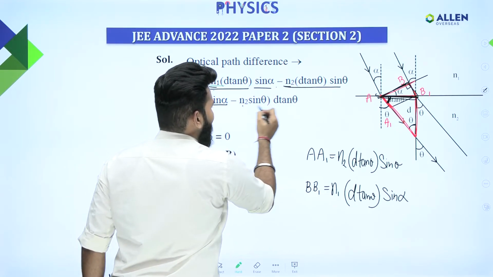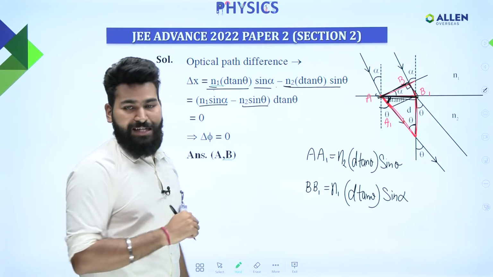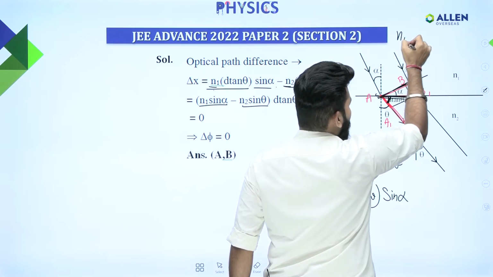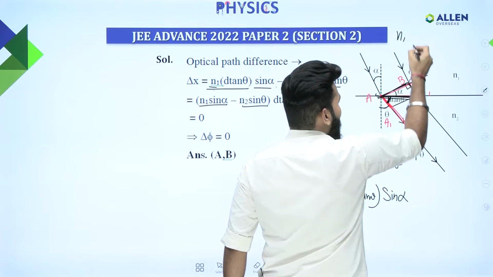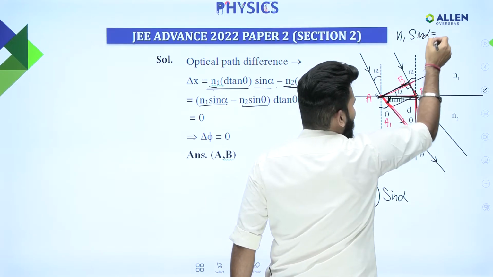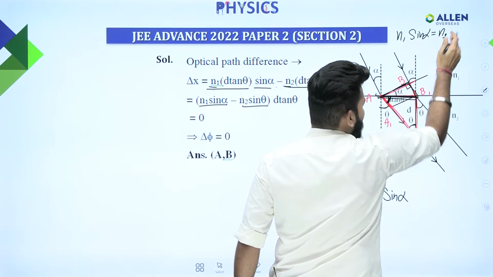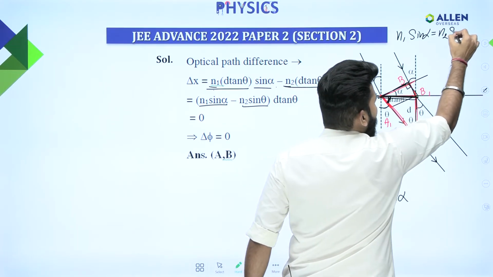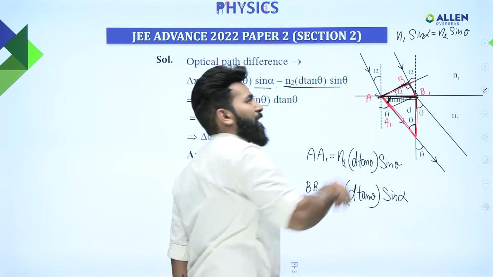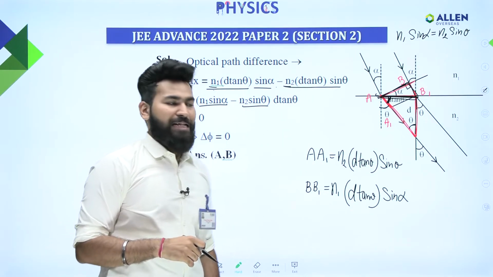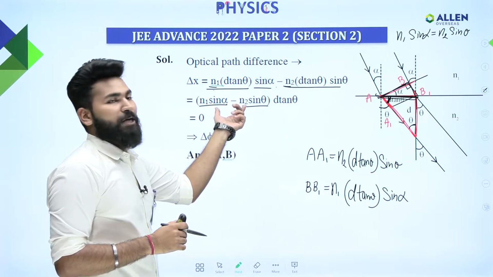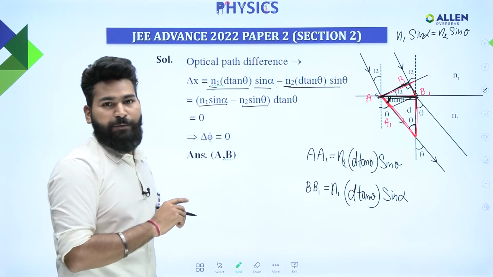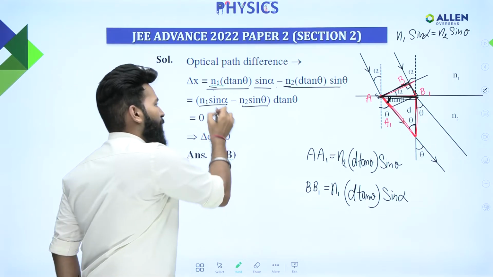minus n2 sin theta. And according to Snell's law, if you check for any of the rays, the refractive index of the first medium, which is n1, and angle of incidence alpha, so n1 sin alpha will be equal to the refractive index of the second medium into the sine of the angle of refraction, which is theta. So n1 sin alpha equals n2 sin theta according to Snell's law, right? So that's what is written over here. Since n1 sin alpha is equal to n2 sin theta, and here is the subtraction of them, it will become 0.